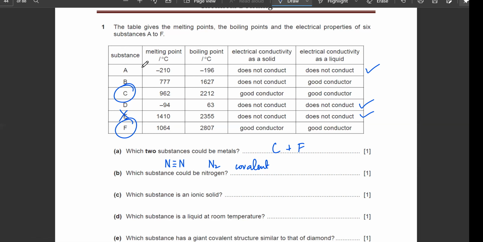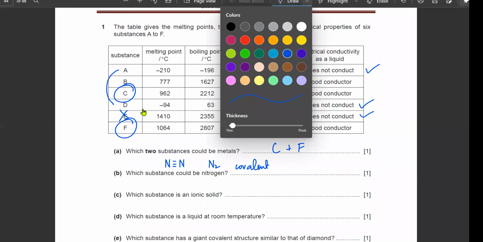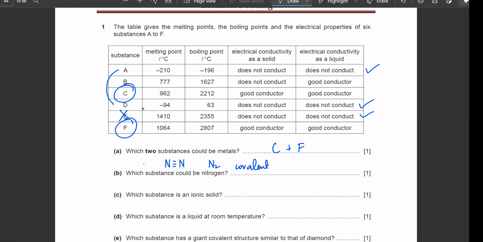So out of A and D, how would you figure out which one is nitrogen? What is the state of nitrogen at room temperature, at 25? It's like you have nitrogen gas around you. Yes sir, it's in the form of a gas, right?